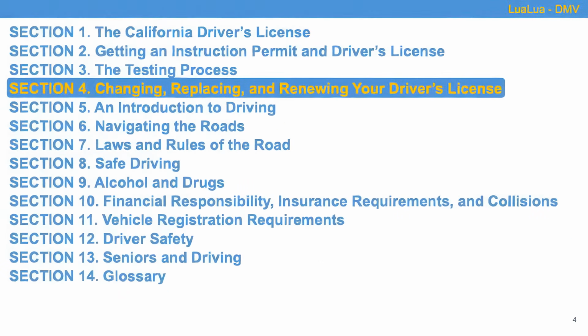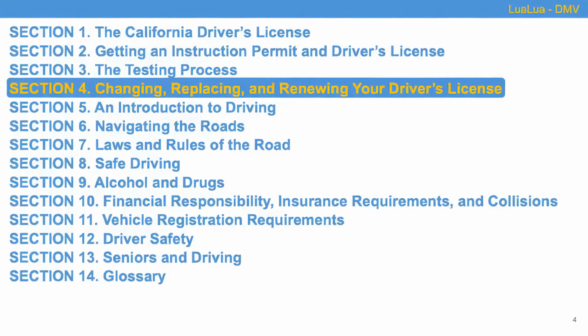Section 4. Changing, replacing, and renewing your driver's license. Changes to your license. If you legally change your name or need an update to your driver's license, such as your physical description or gender identity, visit dmv.ca.gov/dual services. Change your address.